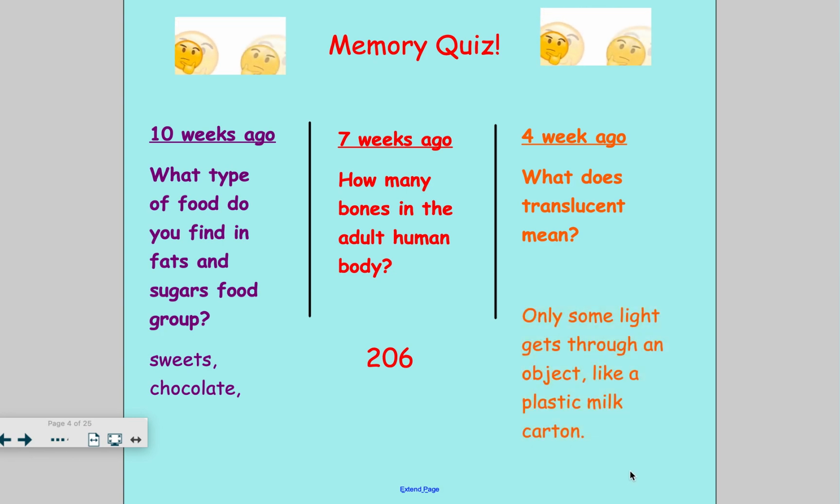And finally, what does translucent mean? An object that is translucent only allows some light to get through, like a plastic milk carton or the glass you might have in your bathroom, like frosted glass windows, that sort of thing. So they let light through, but not perfectly. You couldn't really see through perfectly like you would a glass window, which of course is transparent. Okie dokie, moving on.